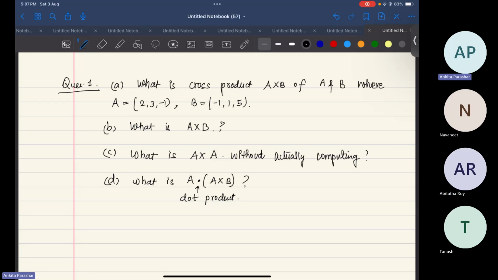Okay. So first question, I think I will come to that question. Last time somebody asked me the geometric interpretation of cross product and dot product. I will come to that. So let's start with some questions. I think you people know how to compute cross product, right? So can you please compute the first question?